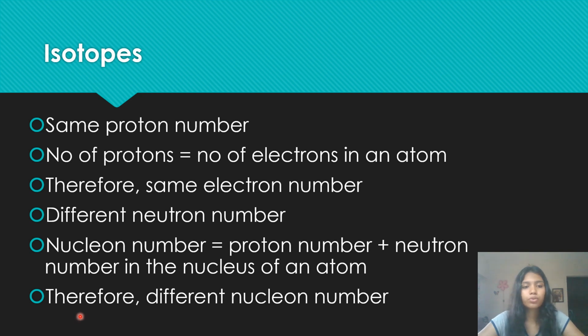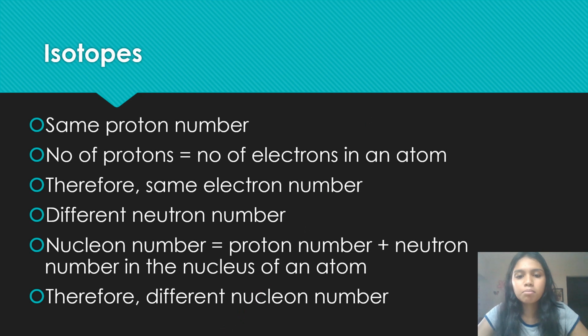Now we're going to go on to isotopy. So basically isotopes are atoms of the same element that have the same proton number. The proton number of an element will never change no matter what. Proton number remains the same. So isotopes are atoms of the same element that have the same proton number. Therefore, isotopic atoms will have the same number of electrons because proton number is same, electron number will also be same. They'll have the same number of electrons, but the difference is that they have a different atomic mass.